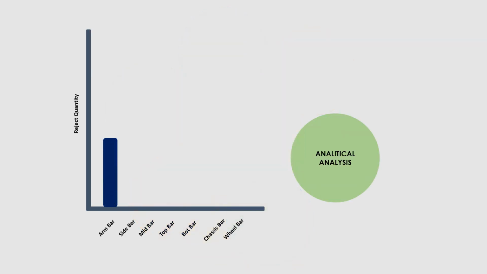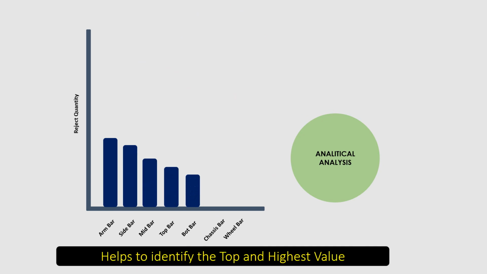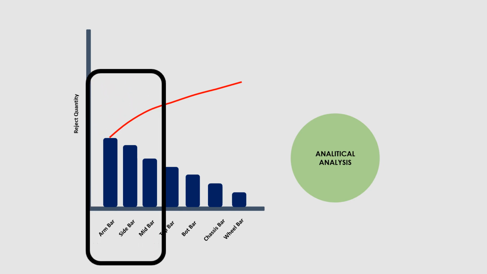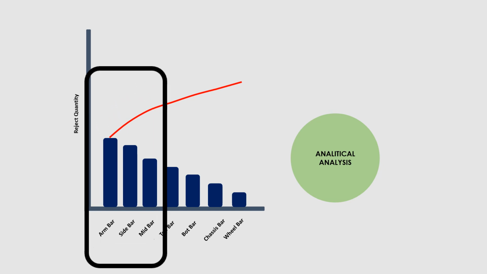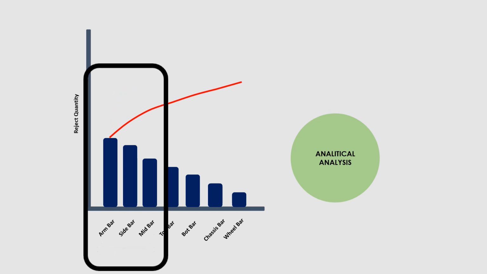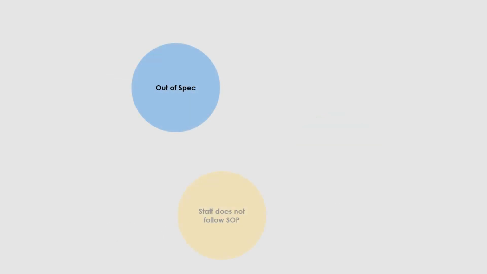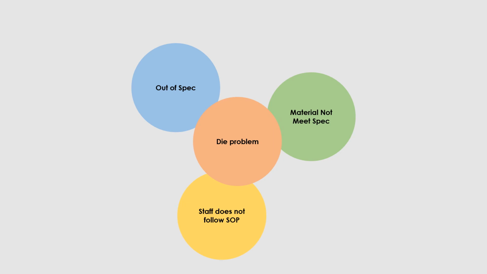Analytical analysis, using the Pareto chart approach, helps you pinpoint which area contributed the most to the performance of your production line. As you can see, these three are the biggest contributors to rejected quantity. Pareto helps to focus on the areas that affect overall performance the most. With the help of analytical analysis, engineers are able to list out potential causes such as die problems.